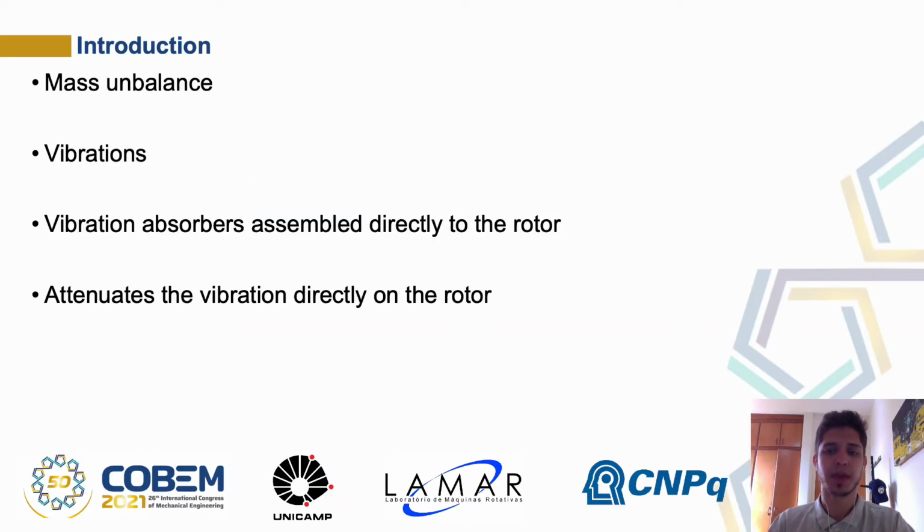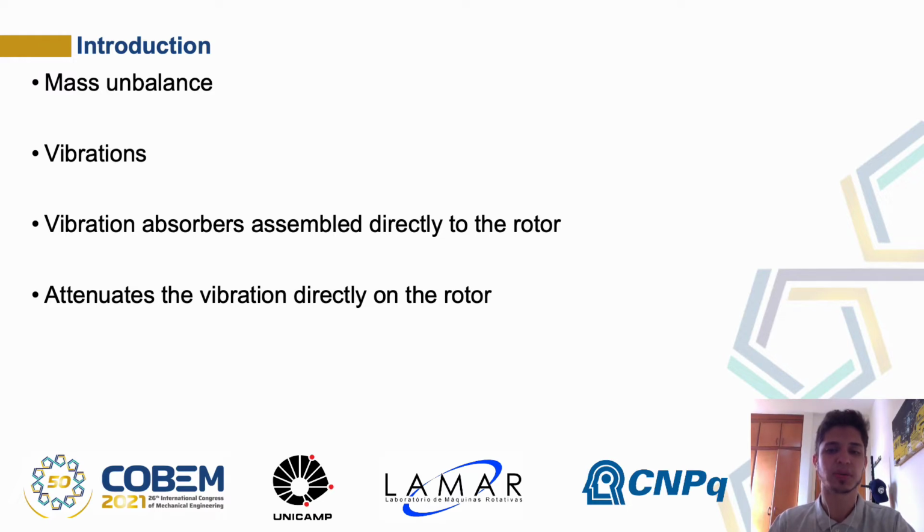To begin, it is valid to state that rotating machinery presents inevitable mass imbalance due to its geometric and manufacturing characteristics. This imbalance creates a harmonic load acting on the rotor, which will then cause lateral vibration on the system. Vibrations are often undesired because they cause several problems to the machines.